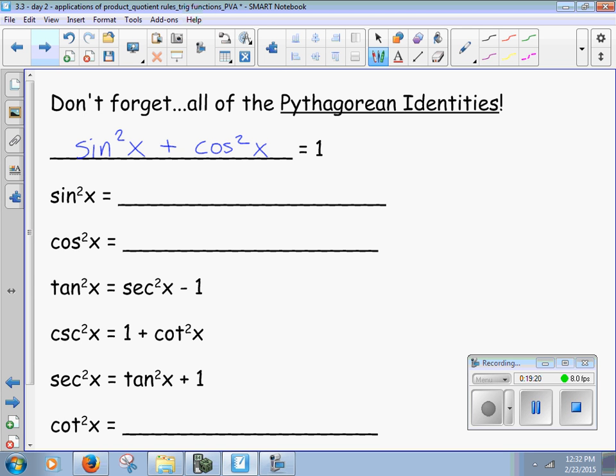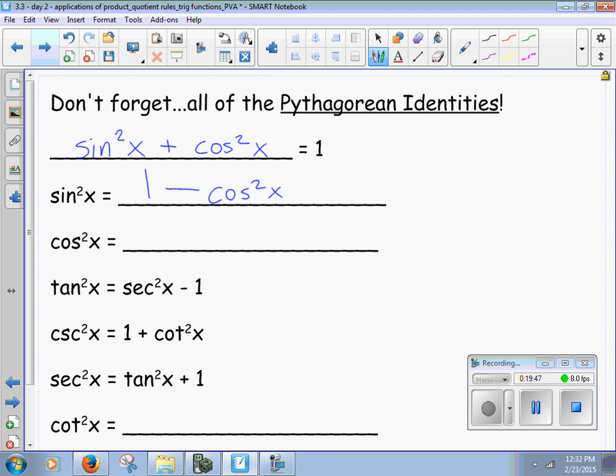All right. Do you remember the Pythagorean identity? Come on, context clues. You learned it last year. Sine squared x plus cosine squared x. Attaboy. That's your Pythagorean theorem. Okay? You have to know that.